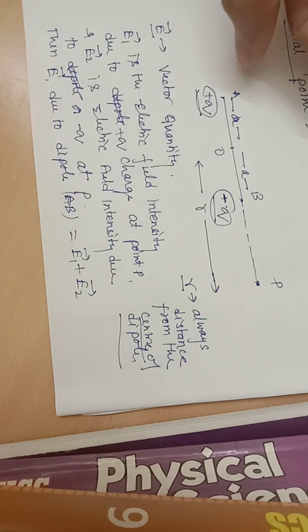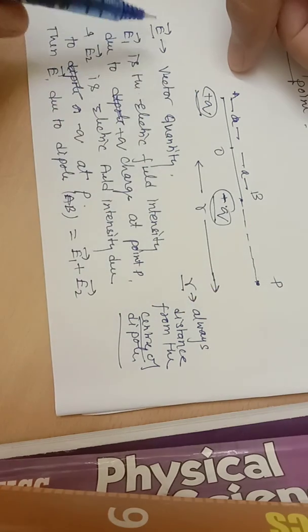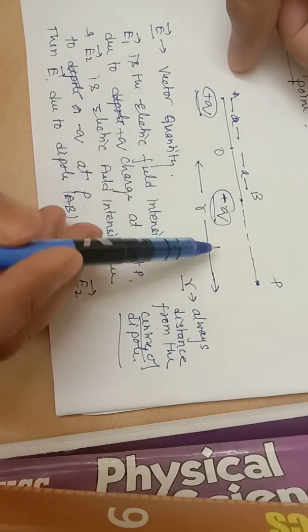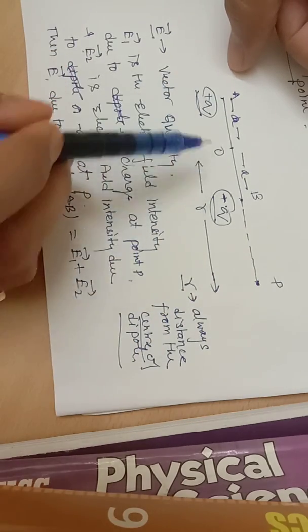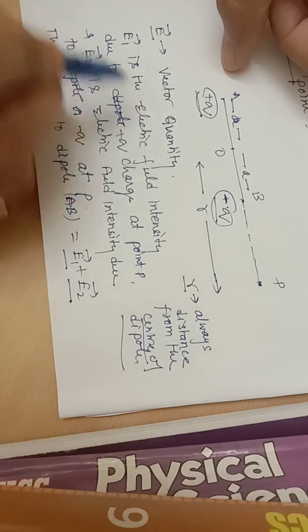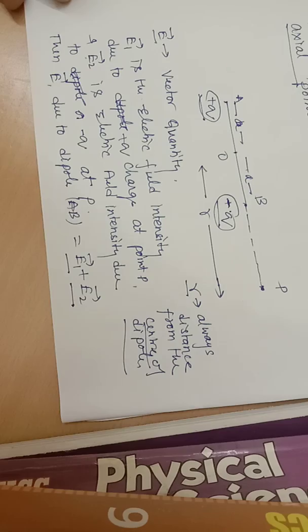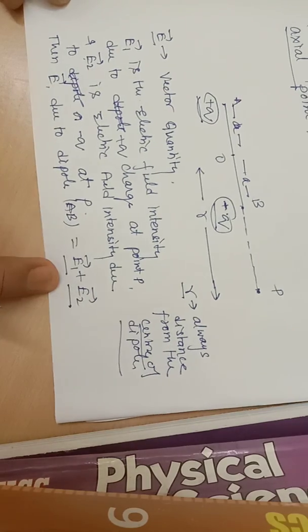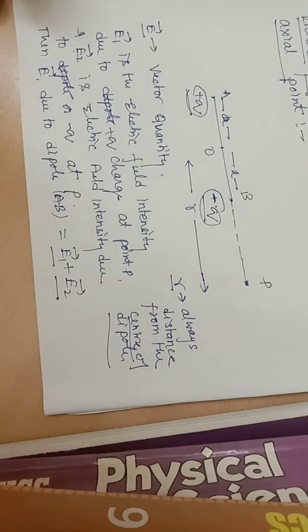Clear? If we consider that the electric field intensity due to the plus q charge at point P is E1 and due to the minus q charge at P is E2, then the dipole is the combination of these two. So the electric field intensity due to this dipole will be equal to the sum of the electric field intensities due to these individual charges. I'm sure it's clear to you. Since it is a vector quantity, that's why I'm adding them vectorially. Don't forget to put the vector on E1 and E2.